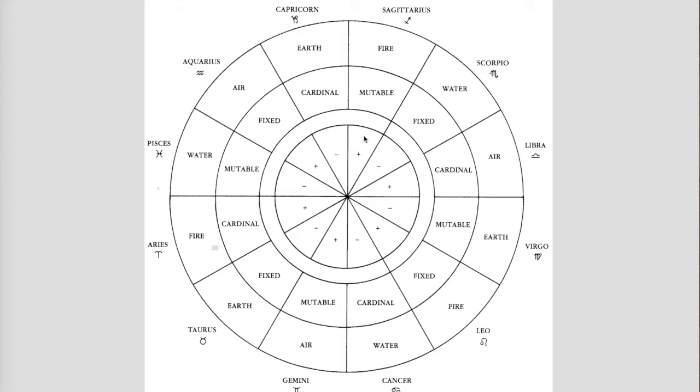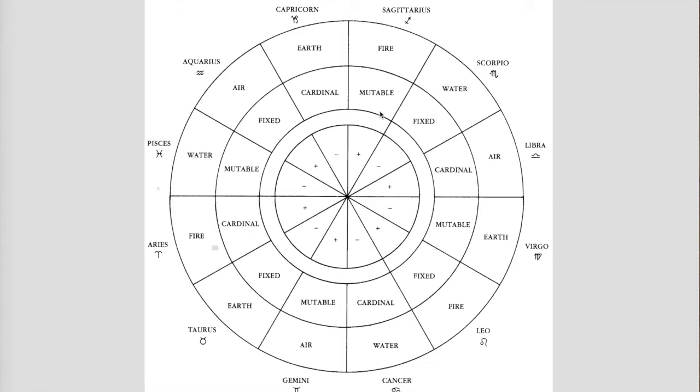And then we could go to the mutable cross, which has the Gemini-Sagittarius axis and the Virgo-Pisces axis, Pisces being the mutable waters and Virgo being the mutable earth. Again, that's the feminine axis. You're always going to have that feminine axis of opposite water and earth. Likewise, the masculine axis is going to be your air and fire axis.